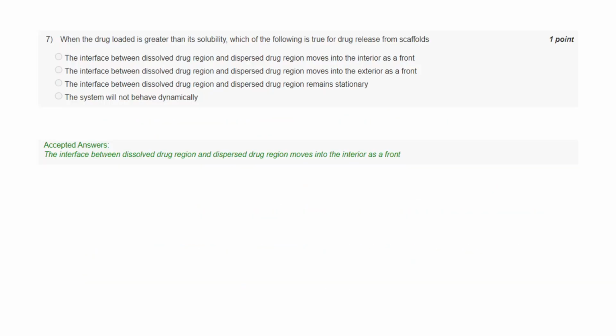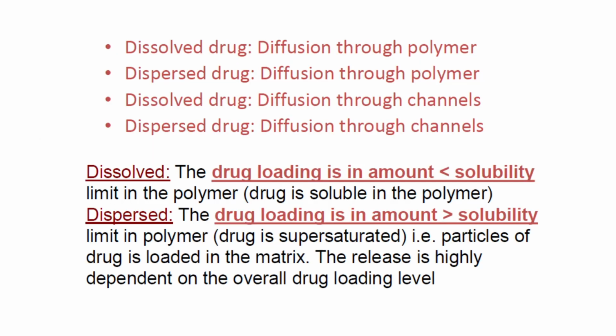In a scaffold system, we can have four different cases. First case is we can have a dissolved drug, which then diffuses through the polymer. Second case is we can have a dispersed drug, which is again diffusing through that polymer. Or we can have a dissolved drug that is diffusing through the channels in a polymer. Or we can have a dispersed drug that diffuses through the channels.